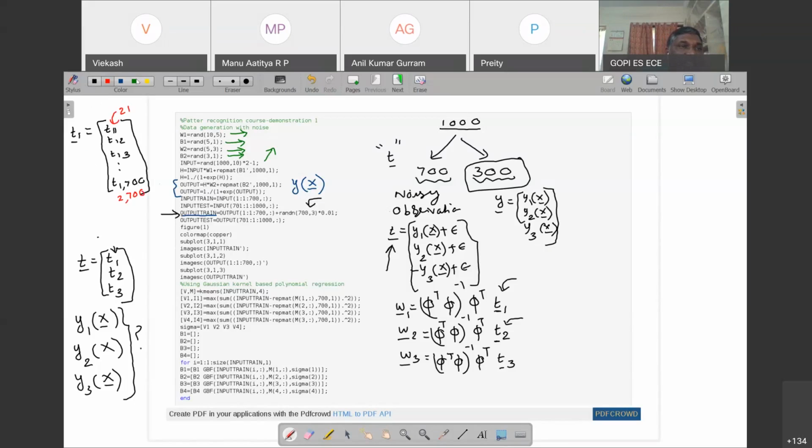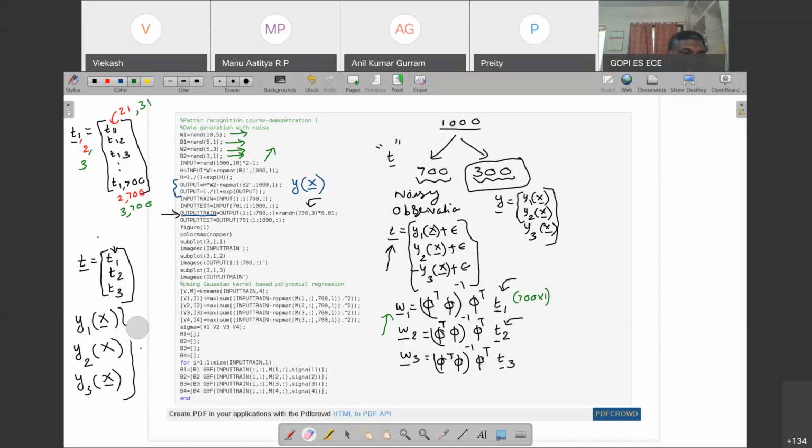Similarly, we can go for T3. So this is for T2, and then for T3 you are going to have T31, T32, and so on up to 3 comma 700. You are actually having that vector. That is what I'm saying. This is the vector of size 700 plus 1. Because you have 700 observations, using that you are trying to get the values of w1, w2, w3 to establish a relationship in the regression.